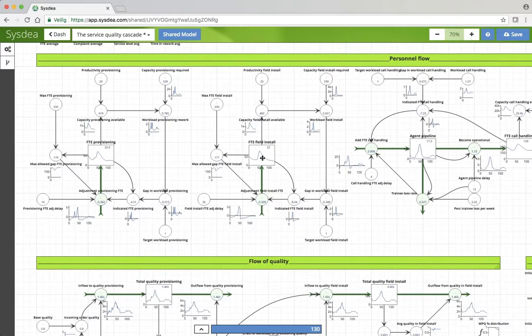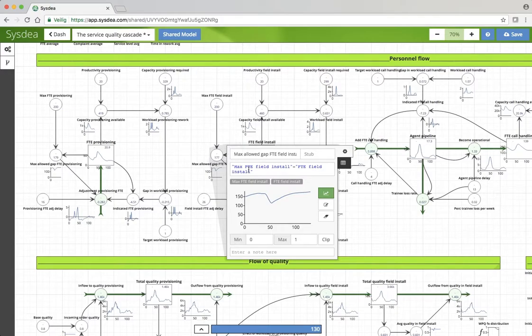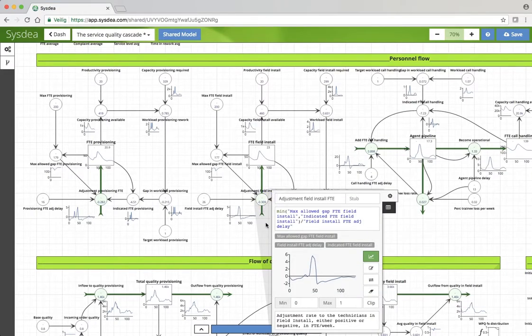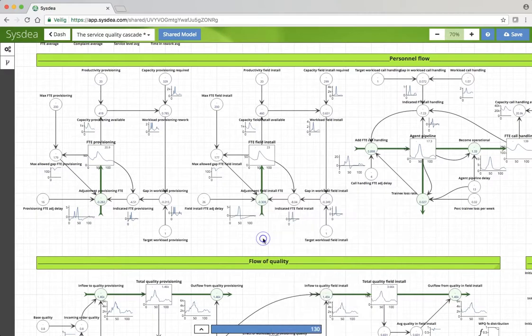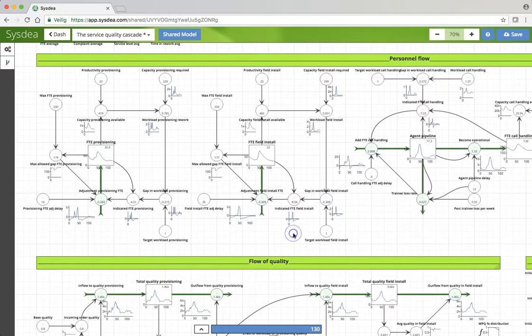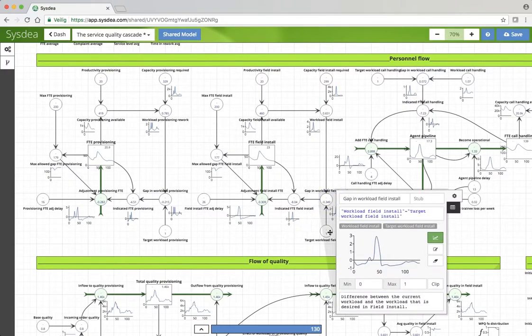That's just the way it is. There is therefore quite a gap that we allow in there, and this is then the adjusted field install gap that we were looking at earlier on. That comes from the indicated field install. So what is the indicated field install? It's how many people we would like to have. That is how many people we have today times the gap in workload.